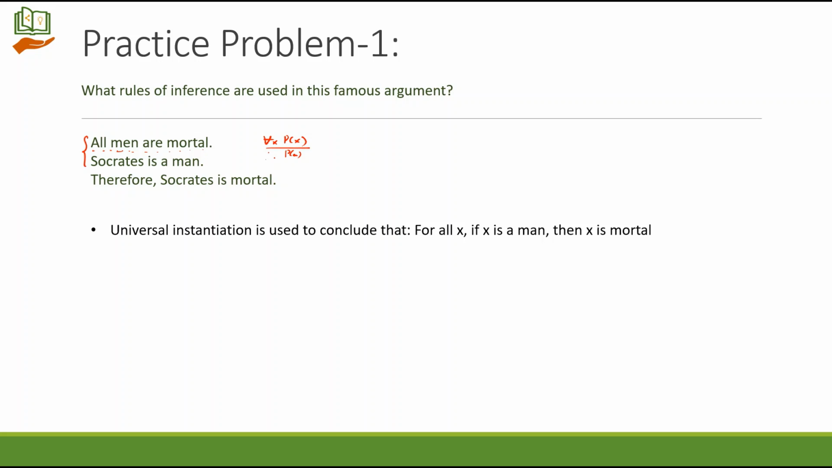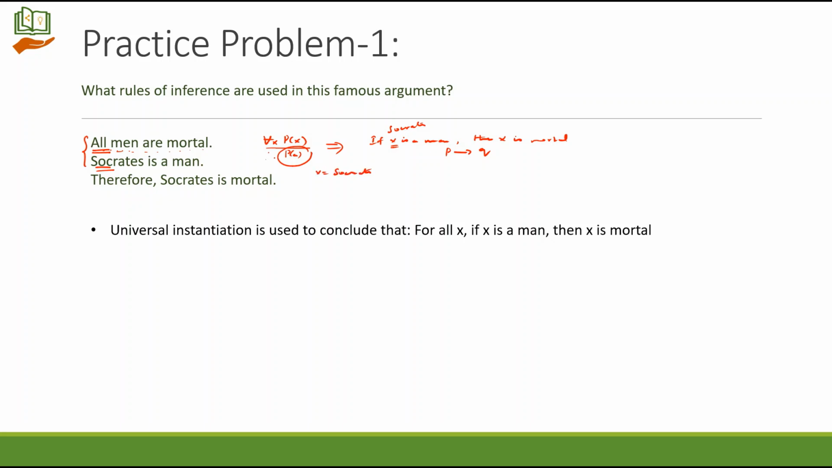Socrates is a man will be one particular element out of all men. For all x, if x is a man, then x is mortal is what the first statement is telling you. What is this? P implies Q. Now, we will make this x to be Socrates. Why do we say x is Socrates? When you apply universal instantiation, this particular P of A will stand out. So ultimately x is defined by Socrates.